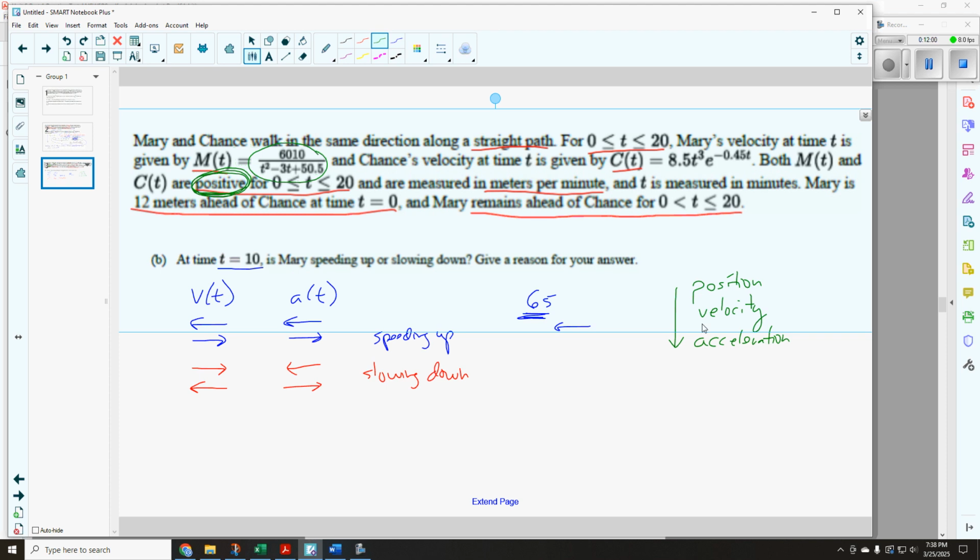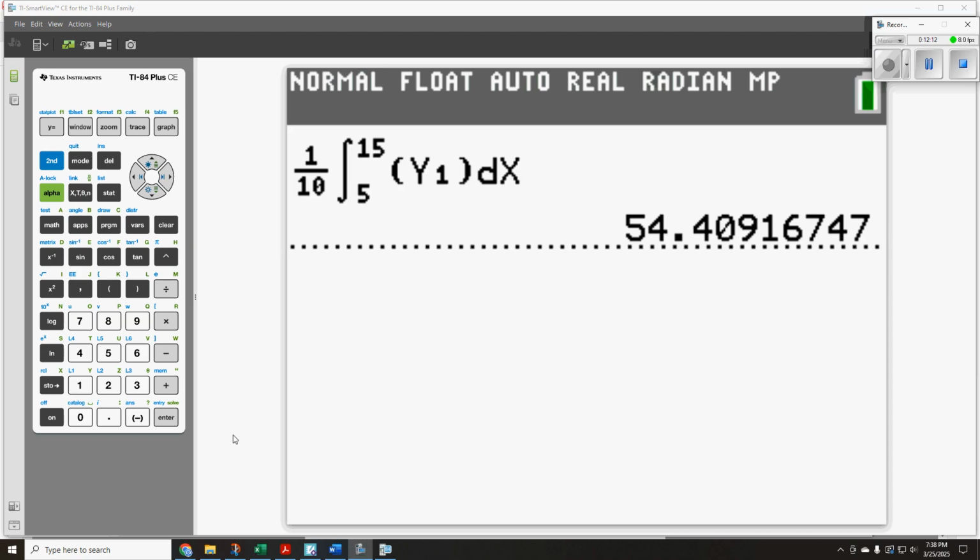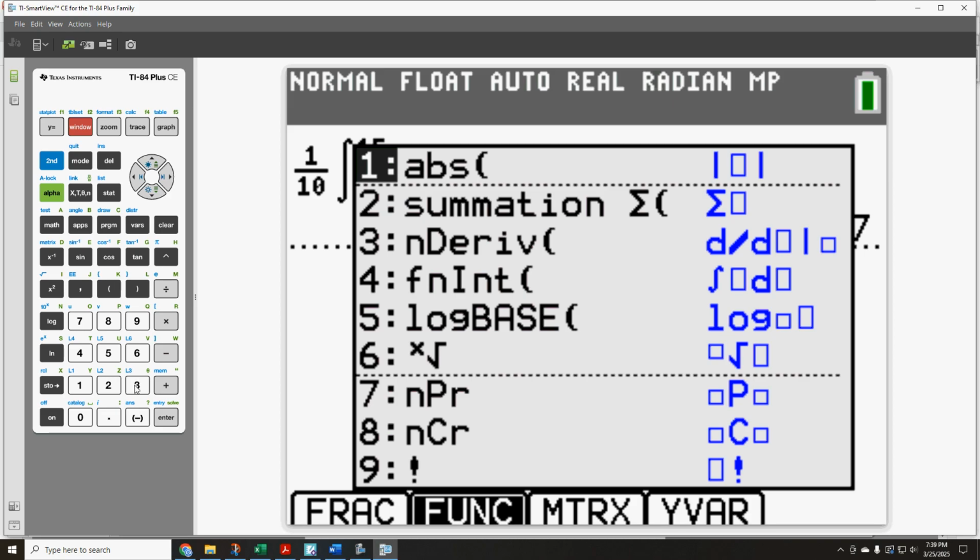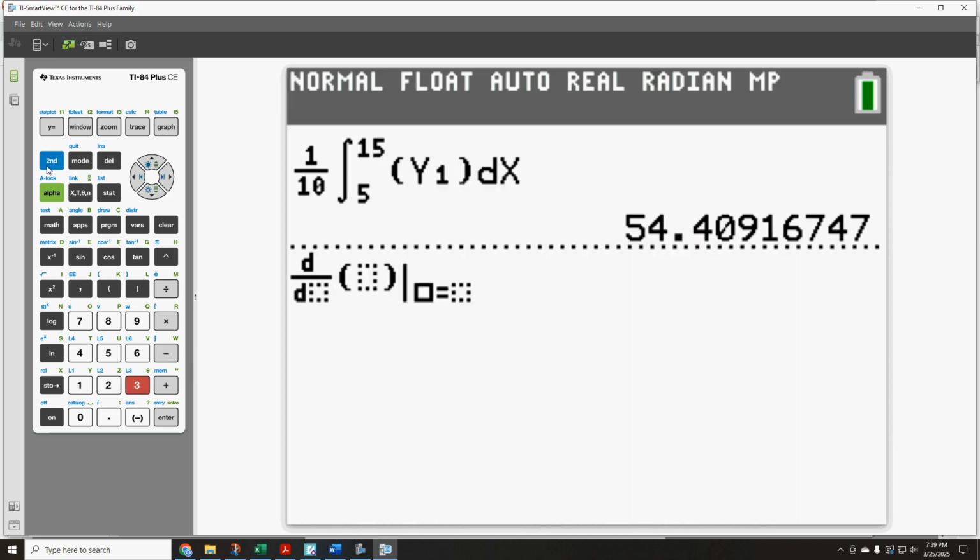Well, acceleration is a derivative of velocity. So let's pull up the old calculator here. Come on, calculator. Oh no, that's the wrong button. So here's the calculator, and I just need to find out her acceleration. So I need to take the derivative of her velocity. So alpha F2, I'm taking the derivative, which is 3, and that's a derivative with respect to x. And Mary's velocity is in y1. So I'm going to go alpha F4, y1, and I'm going to find it where x equals 10.